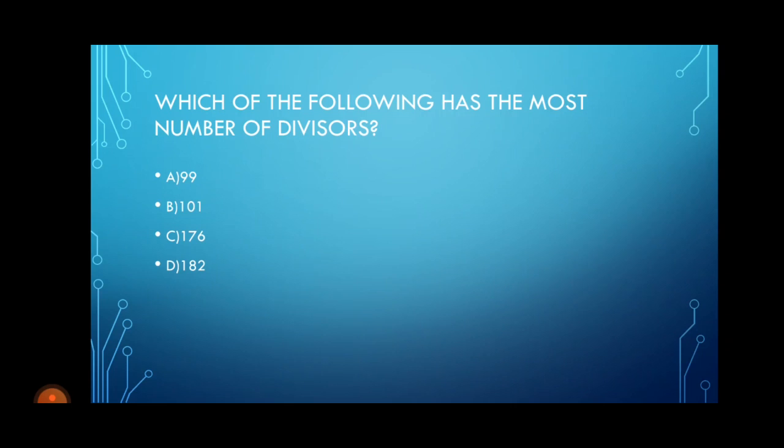Next question: which of the following has the most number of divisors? 4 options are given: 99, 101, 176 and 182. Go to the solution.